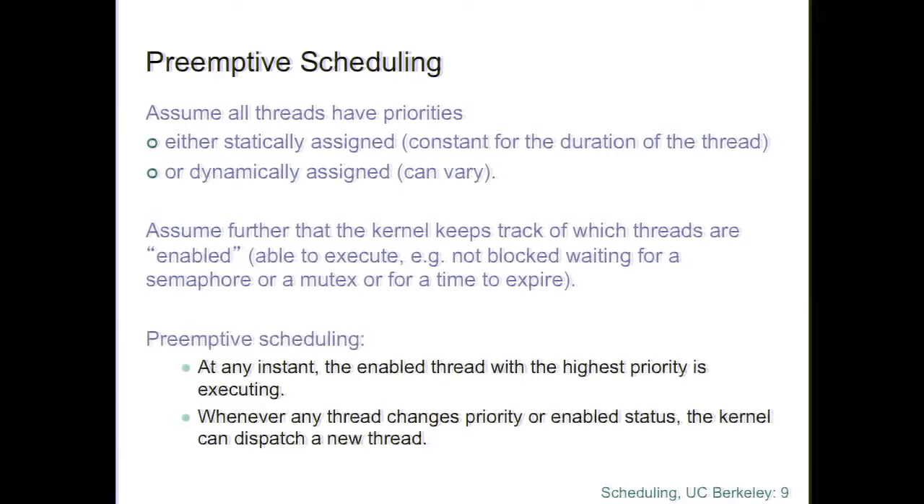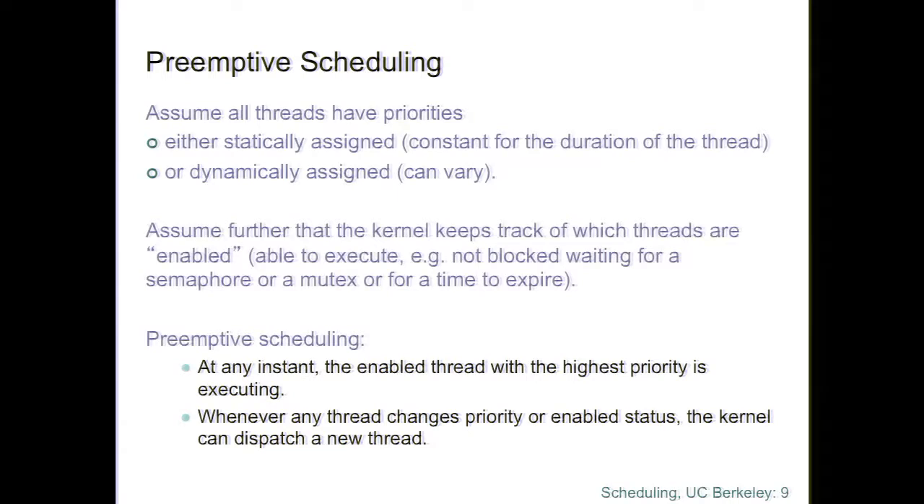All right. So under preemptive scheduling, we assume that at any instant the enabled thread with the highest priority is executing. Now, of course, that's already an approximation because at any instant you might be executing the thread scheduler, or the timer interrupt service routine. Well, I guess you could think of the thread scheduler or the timer interrupt service routine as the highest priority thread. In that case, this statement isn't so far-fetched.